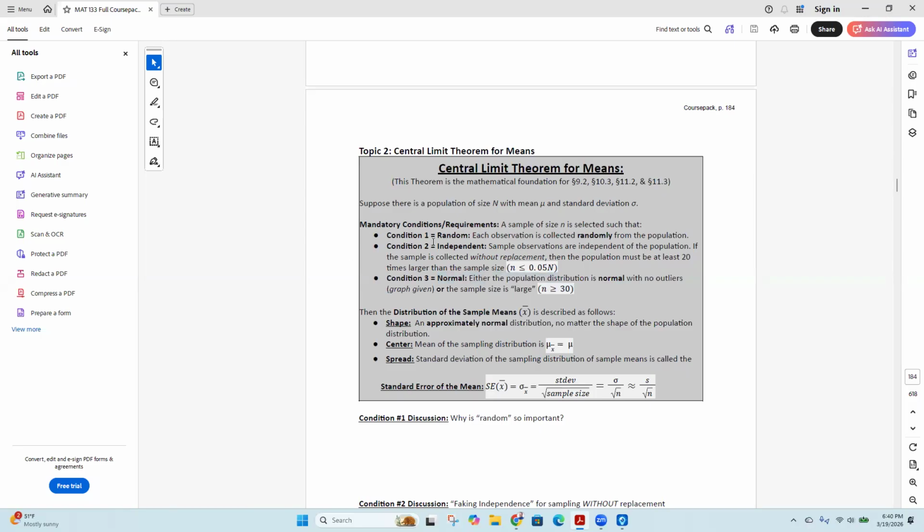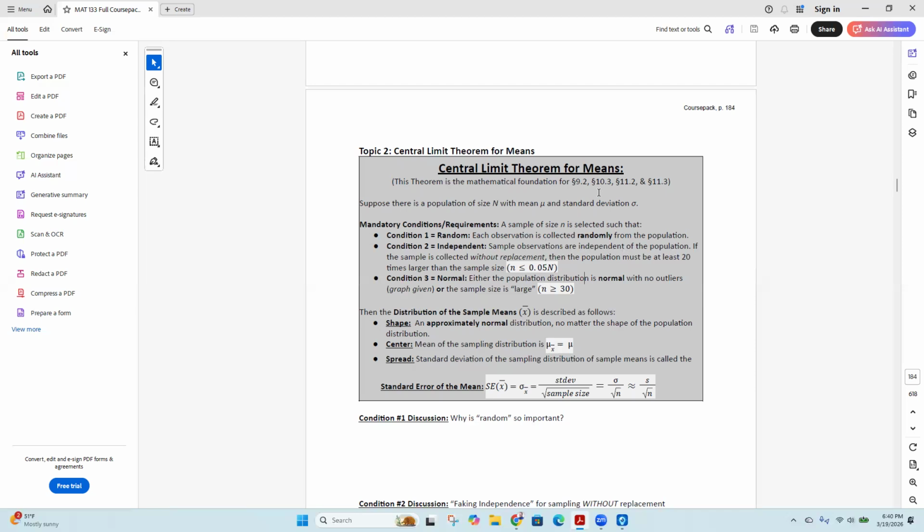But let's start with condition 1. Like I said, you can do these in any order, but let's start with random. So, each observation is collected randomly from the population, okay? So, what does that mean? It means that, if I'm trying to measure something, like let's say I'm trying to measure what's the average height of everyone in the US? I can't measure that, okay?